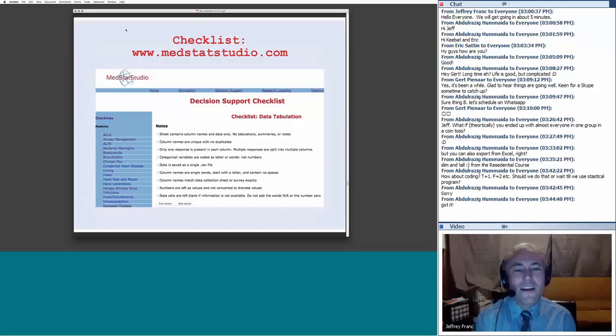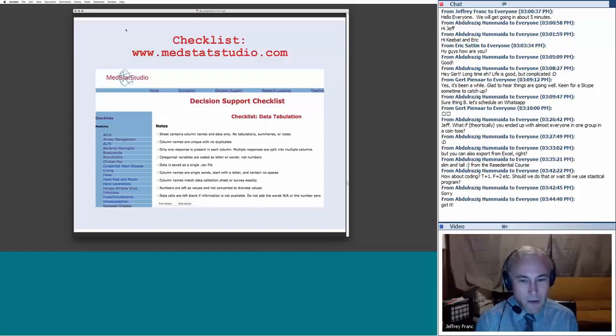Okay, so that was a lot of information. I think most of you know I'm a huge fan of checklists, and I use them in my own work for sure. At various stages of my statistical analysis, I break out these checklists, make sure I'm on the right track, and for sure I recommend them for anyone who I'm working with. Before you send me your spreadsheet, I'm going to say, please go to the website. This is my website, MedStat Studio. Go to the checklist section, grab the data tabulation checklist, and go through it.